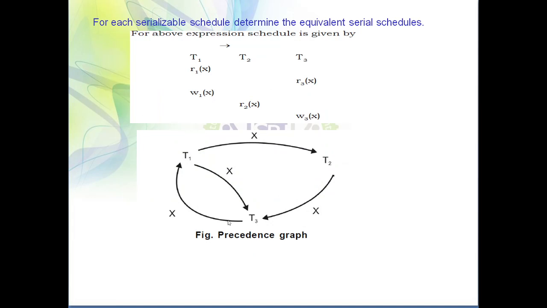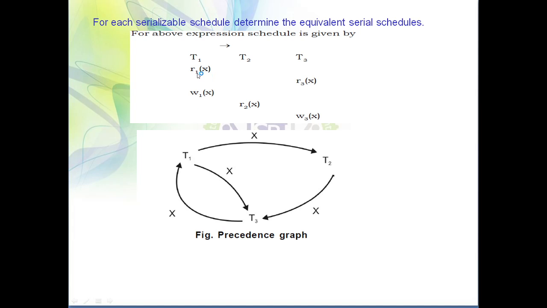In the next step, we need to draw the precedence graph for this given representation. Now, how do we draw a precedence graph for it? Here, first of all, I created the nodes T1, T2, T3. Why? Because there are 3 transactions. Now, how did I draw the edges? I will tell you.